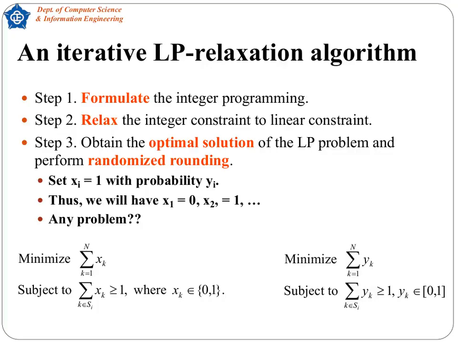Finally, after solving this LP to optimality, we perform randomized rounding to recover an integer solution. For each index k, we independently set x to 1 with probability y. For instance, if y equals 0.3 and y equals 0.7, a typical outcome might be x equals 0 and x equals 1. This approach combines efficient LP solving with a simple, probabilistic rounding step to yield a feasible covering solution.